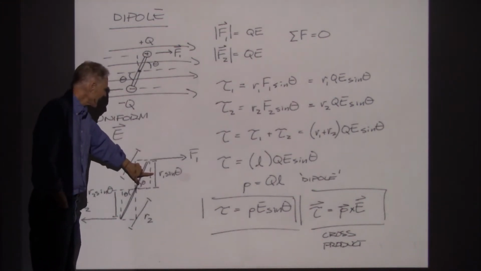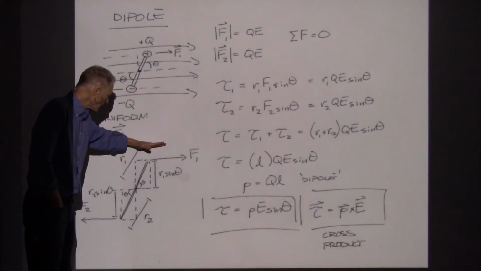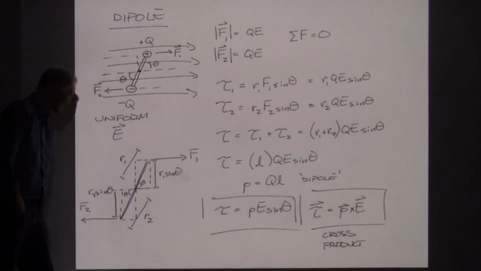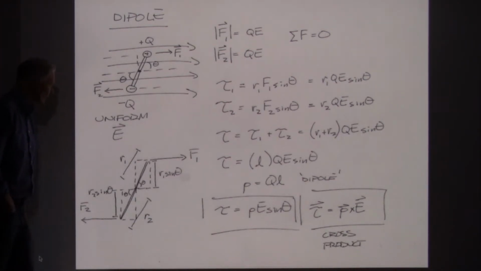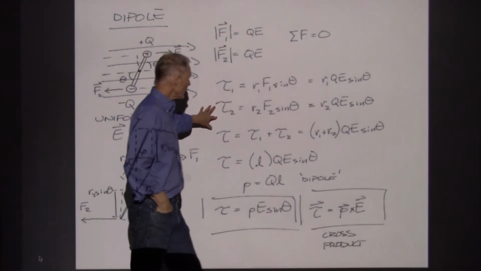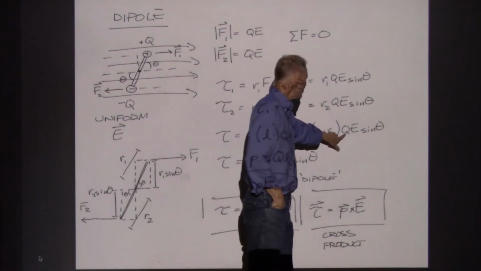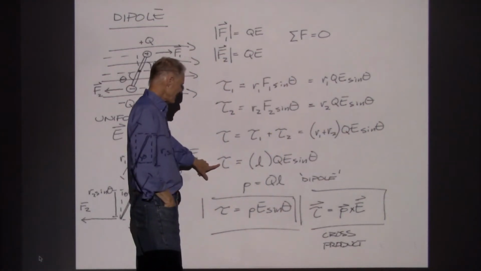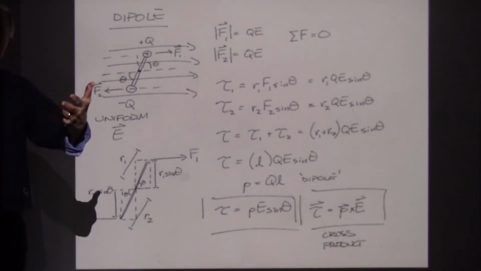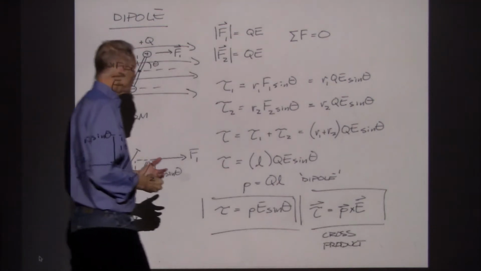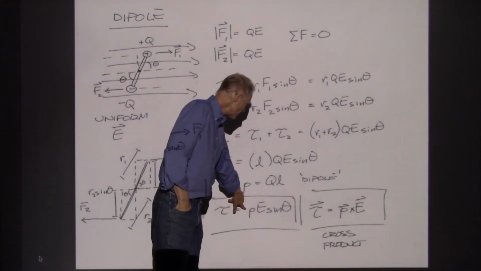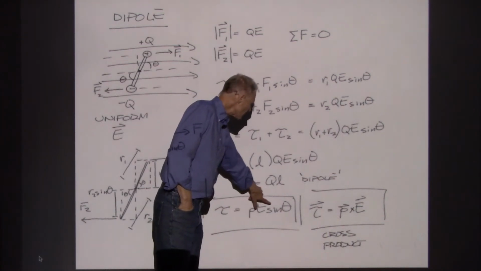Oh, I did lever distances down here. This works too, so you don't have to think in terms of cross products. R1 sine theta is the lever distance, and the lever distance here is R2 sine theta. That totally works. So I'm adding these two torques together, and I get R1 plus R2, times QE, times the sine of theta. That says the torque is equal to, well, R1 and R2 combined is the length of the dipole. So the dipole is given by Q times L, and I can rewrite the torque as dipole P times E times the sine of theta.